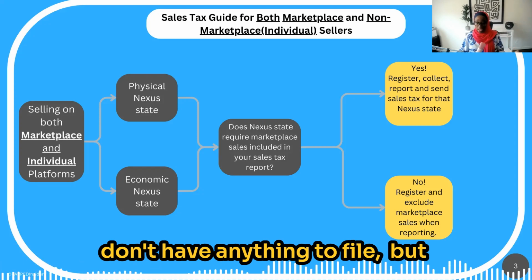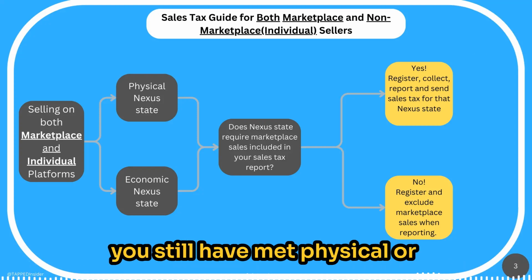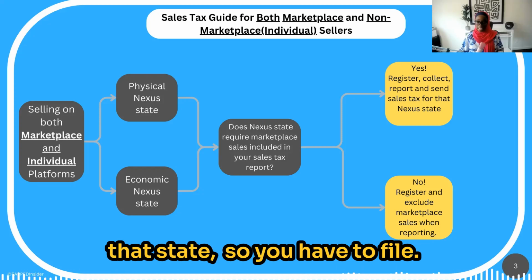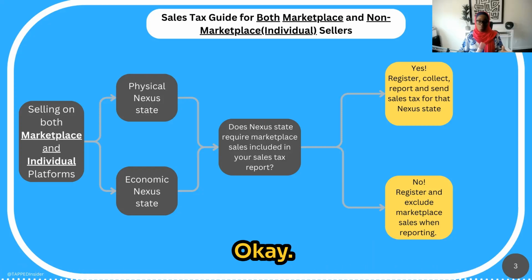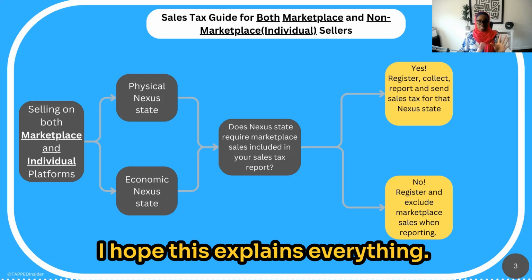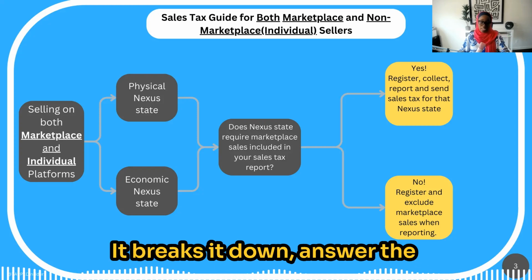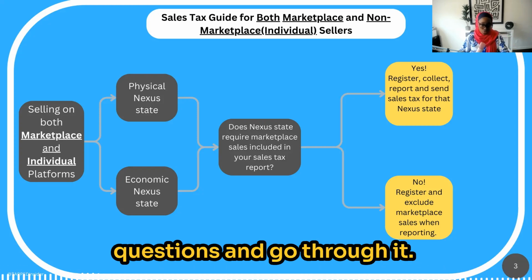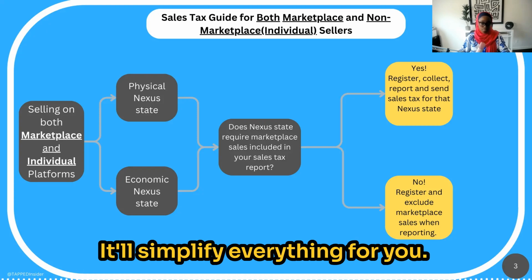You don't have anything to file, but you still have met the physical or economic nexus threshold in that state, so you have to file, okay? All right, I hope this explains everything. It uses a workflow that breaks it down. Answer the questions and go through it. It'll simplify everything for you.